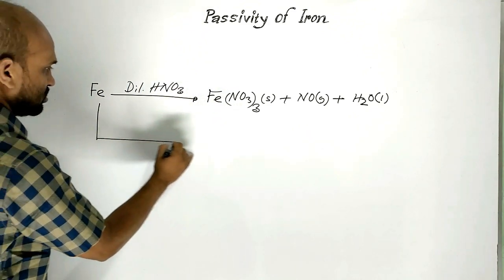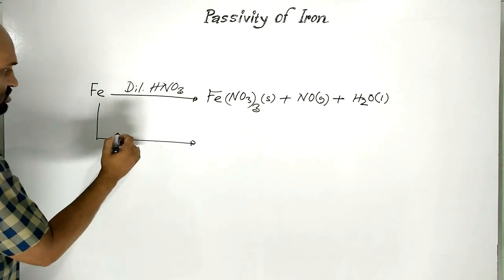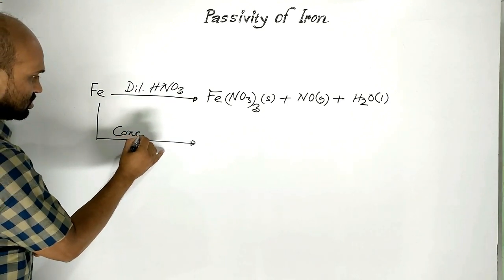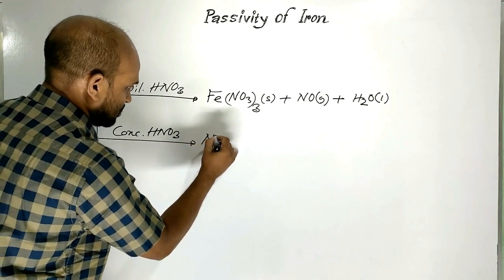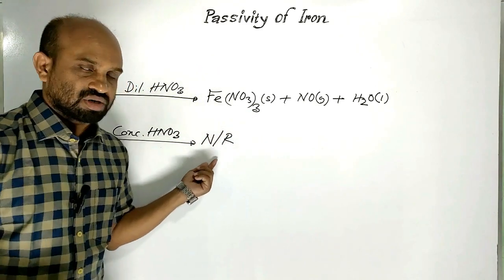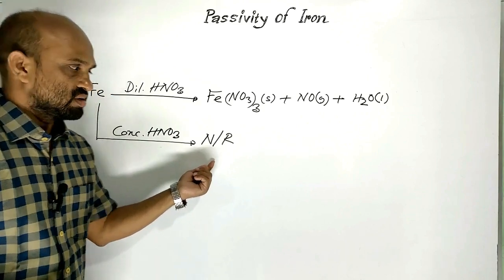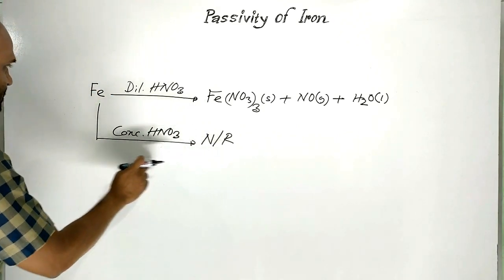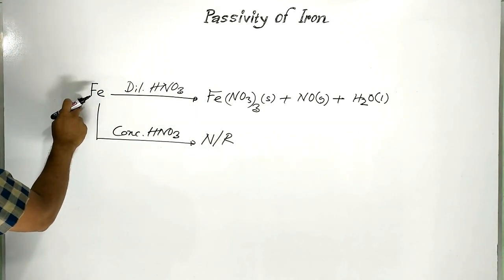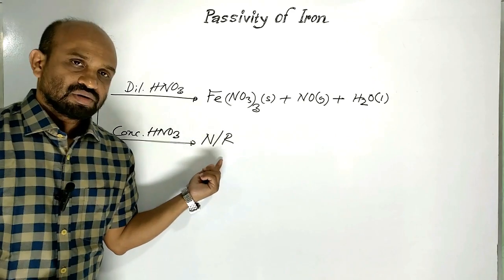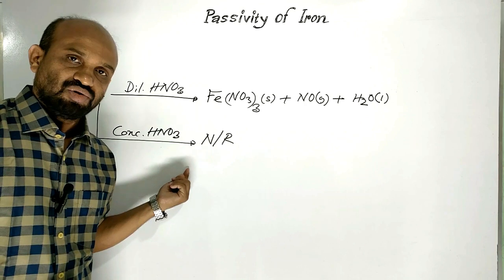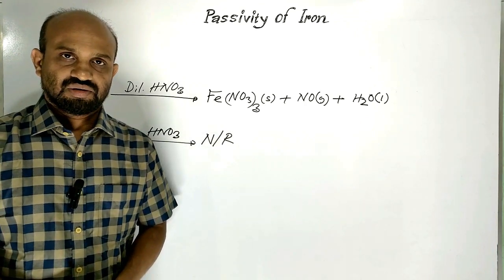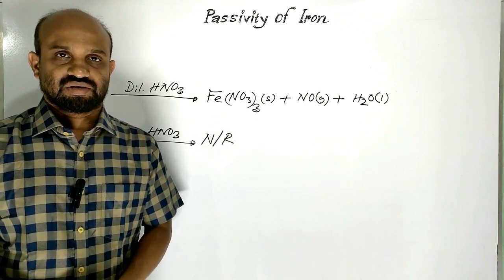But when iron is treated with concentrated nitric acid, then no reaction occurs. This is actually passivity of iron. Iron cannot form salt with concentrated nitric acid. No reaction takes place. Let us try to clarify the matter.